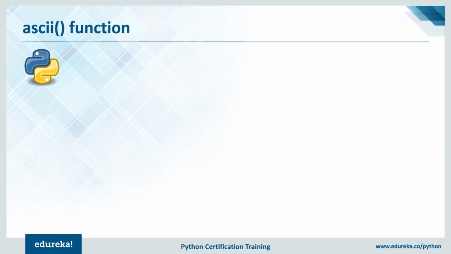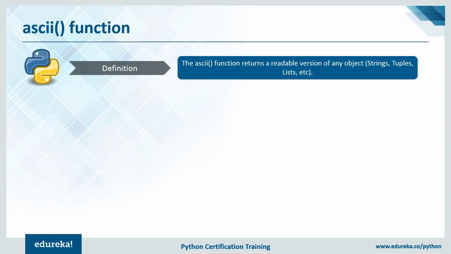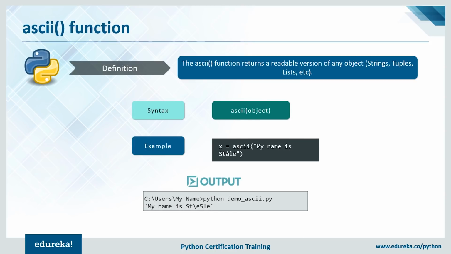So what does the ASCII function do in Python? The ASCII function returns a readable version of any object. Here objects are strings, tuples, lists or anything, right? And the ASCII function will replace any non-ASCII characters with escape characters. So if it's an ASCII character, well and good. If it is not an ASCII character, it will escape that particular character, guys. Here's the syntax. We have ASCII of object, again ASCII being the keyword and object being the parameter. What is the object parameter here? It's a string, it can be a list, a tuple, a dictionary, or anything you want in your particular instance.